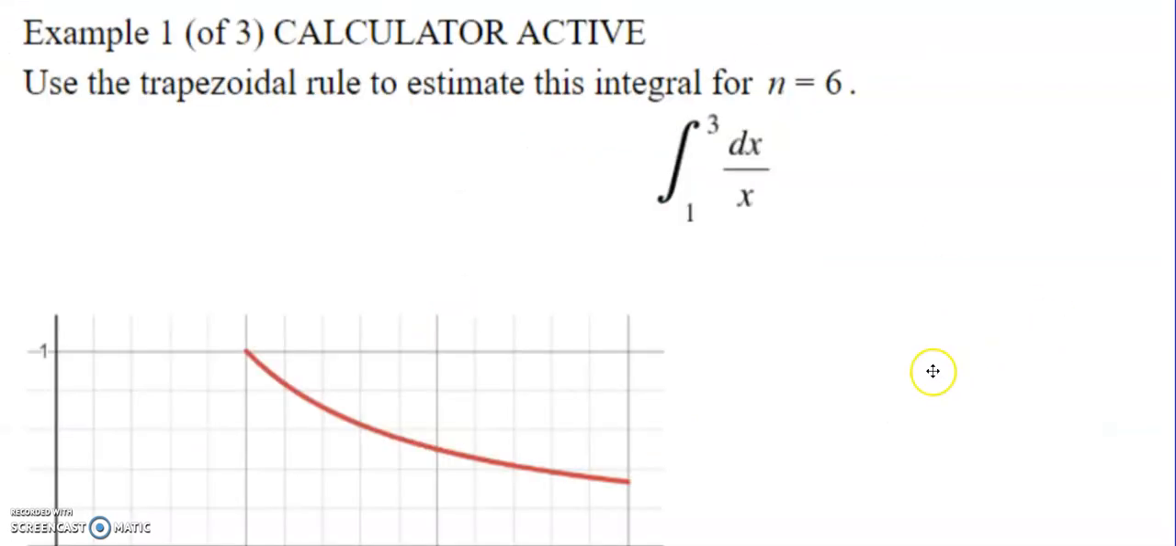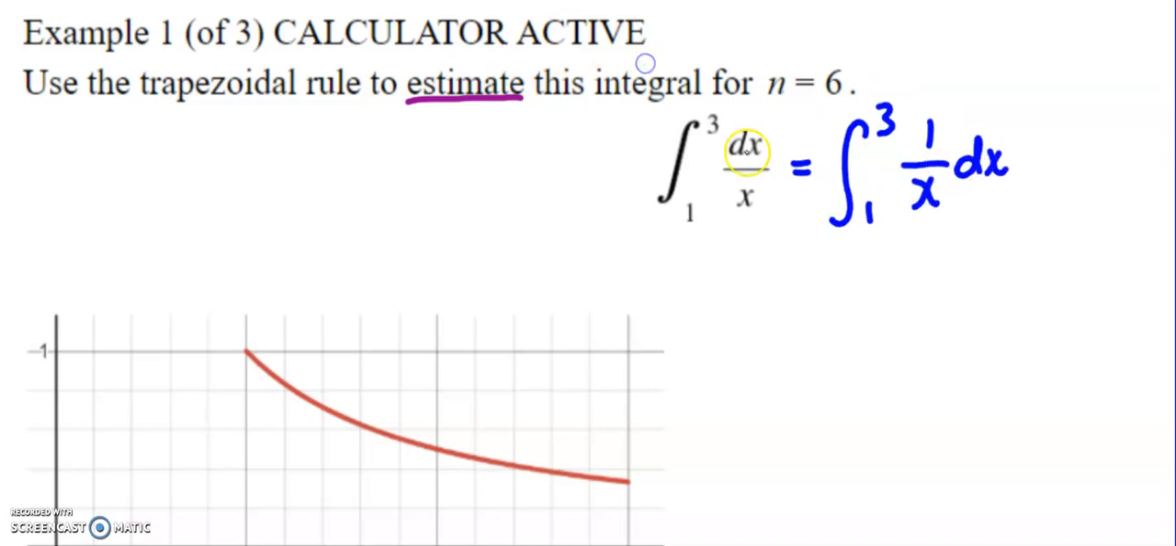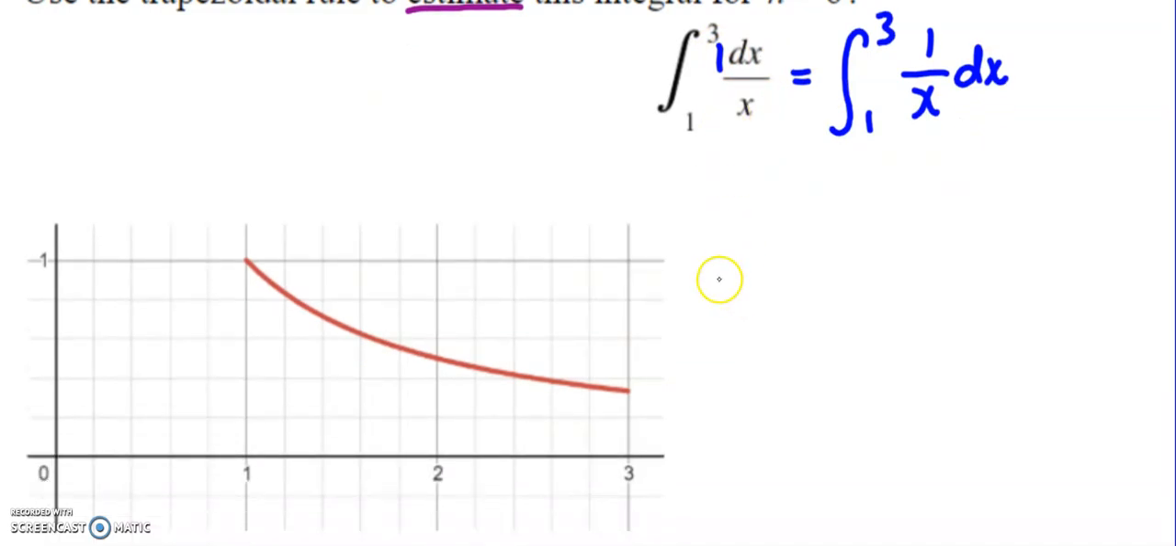Okay, so example 1 of 3, calculator active. Use the trapezoidal rule to estimate this integral. Remember, we're estimating, we're approximating for n equals 6. So this is the integral from 1 to 3 of 1 over x dx, right? So I can just slide that dx over. This is 1 over x dx. So what I've done for us is I have provided the graph. This is the graph of 1 over x from 1 to 3.